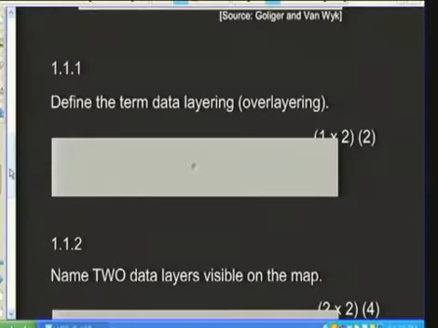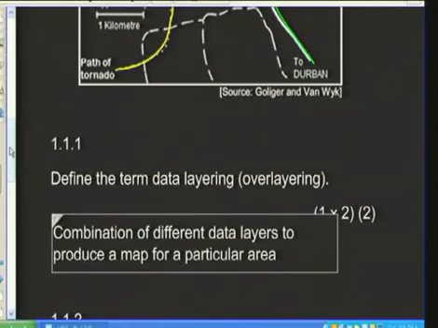And so our examiners ask us, define the term data layering. Now that's got to do with that idea of taking different pieces of information and stacking them one on top of the other. So it's a combination of different data layers, different pieces of information, to produce a map for a particular area.